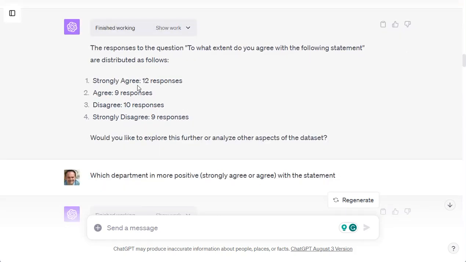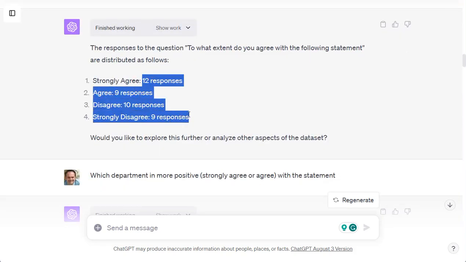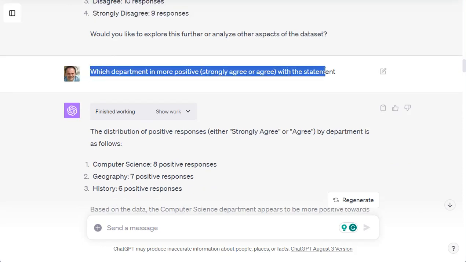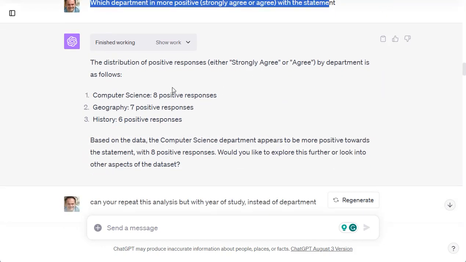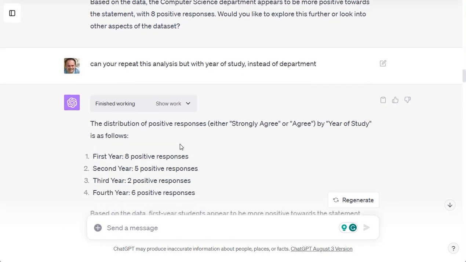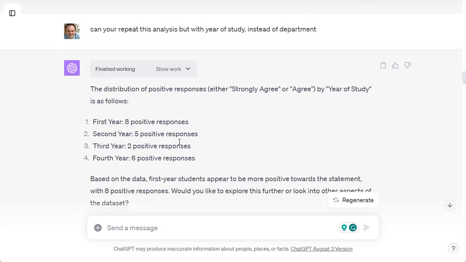So again, describe: what have I got? This is the response pattern. And then start to think about it. Well, are there departments that are more positive with the statement than others? And then we look at it, and based on the data, we could just say that computer science has 8 responses that are positive, and the others have 7 or 6. Okay, so how about by year of study?